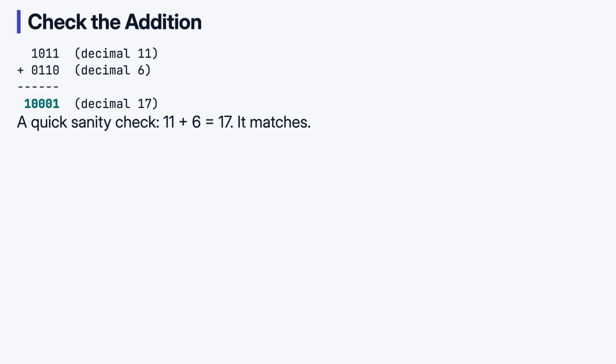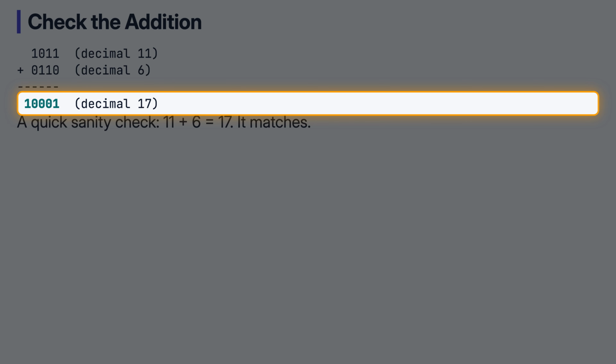Let's confirm it with the computer. This is the output of a short Python check. 1011 plus 0110 gives 10001, which is 17, and the plain decimal check agrees. 11 plus 6 is 17. Our hand calculation was exactly right.